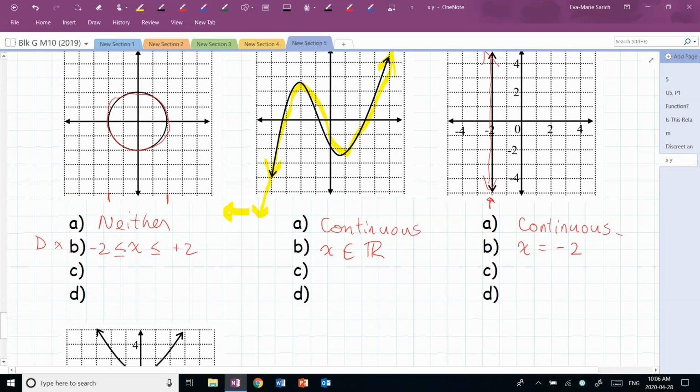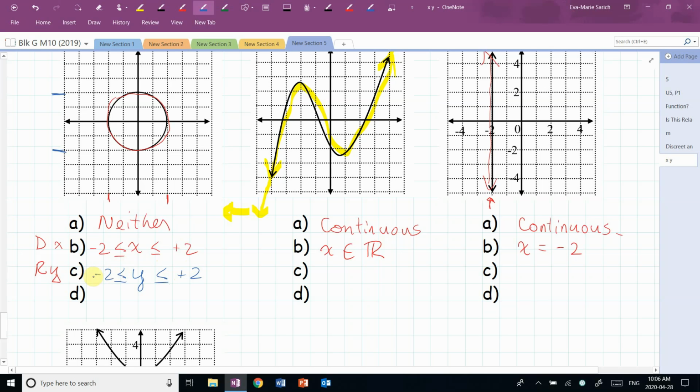Okay, for C, this is going to be our range, which remember is our Y values. So Y, whoops, I wrote X. Y is going to be between the highest value of 2 and the lowest value of -2. So the highest value is +2, the lowest value is -2.